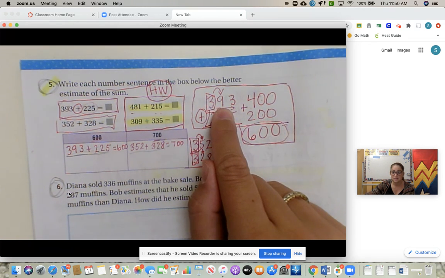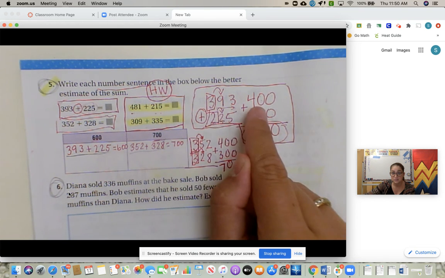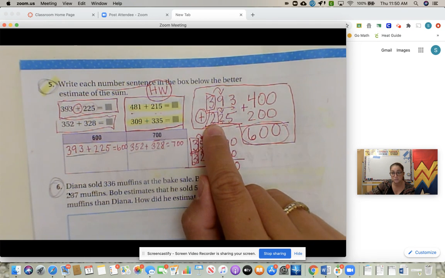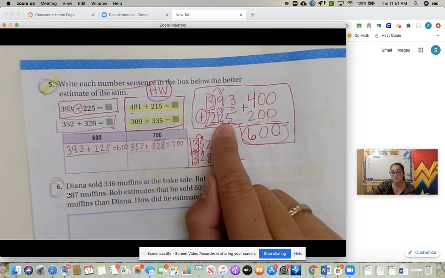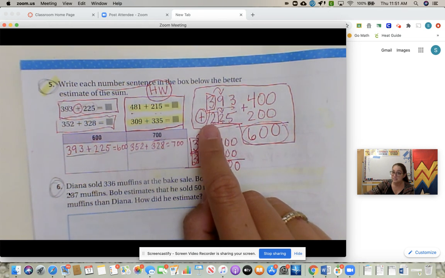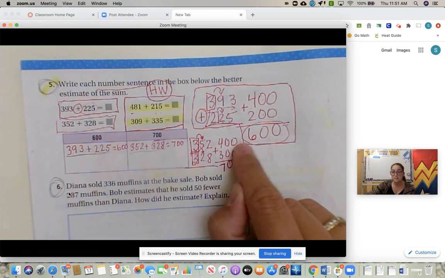3. We point to the 9. We ask ourselves, is 9 greater than 5 or less than 5? It is greater. Since 9 is greater than 5, our 3 goes up by 1 to a 4. Everything to the right turns to a 0. Then we go down to 225. We box the 2. We point next door, which is a 2. We ask ourselves, is 5 greater than or less than 5? See, I made a beautiful oops. Is 2 greater than or less than our magic number 5? 2 is less than. So our box number is going to stay the same. Everything to the right turns to a 0. And then you add it. 400 plus 200 equals 600.